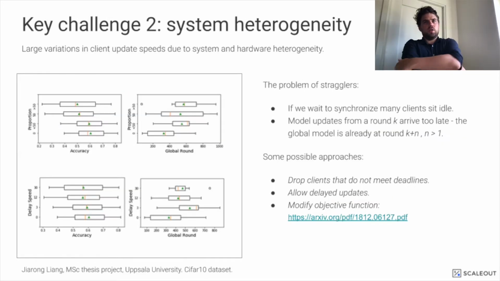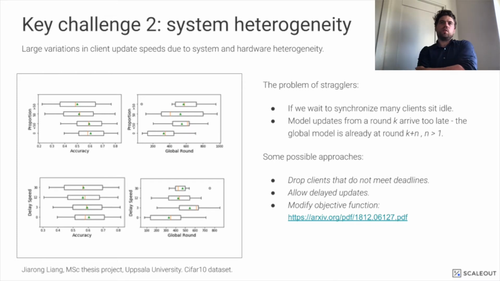The second challenge that I wanted to bring up is that of system heterogeneity. If you think about a federated alliance with lots of different members, each training on their own local sites, it's kind of clear that there will be a large variation in both client update speed and system and hardware heterogeneity. And this causes a problem that is commonly referred to as the problem of stragglers.